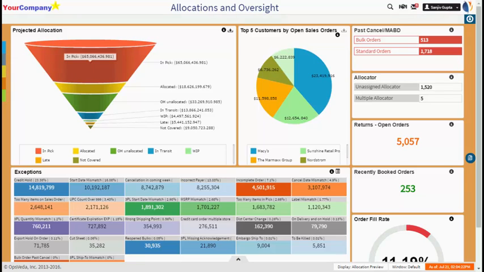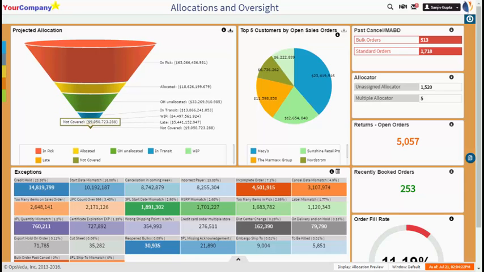Here we see projected allocation across all demand that exists in my patch of business: demand that is currently under pick, transactions which are allocated but not yet in the distribution center, transactions that are on hand but not yet allocated in the order management system, and so on.